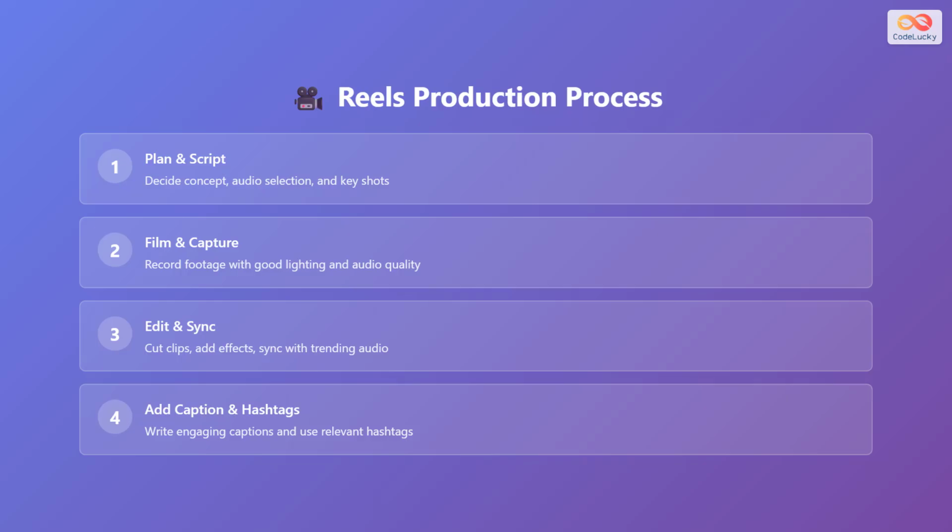Creating Reels follows a structured process. First, plan and script your content. Decide on the concept, select trending audio, and plan your key shots. Next, film and capture your footage with good lighting and audio quality. Then edit and synchronize your clips, add effects, and sync everything with trending audio. Finally, add captions and relevant hashtags. Write engaging captions that encourage interaction and use hashtags that relate to your content and audience.